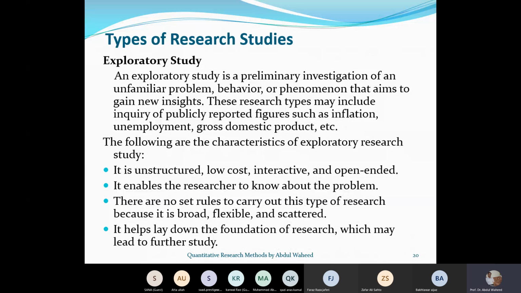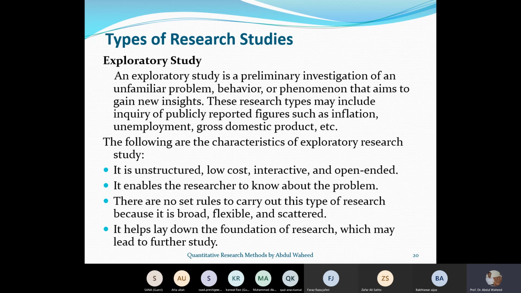So this type of research may include inquiry of publicly reported figures such as inflation, unemployment, gross domestic product. Now suppose we have the inflation rate. If the government says inflation rate is 8%, now we can conduct an exploratory study. And then we will see how they estimated inflation. Okay, we saw that they use consumer price index, because if you take the growth rate of consumer price index, you will get inflation rate.